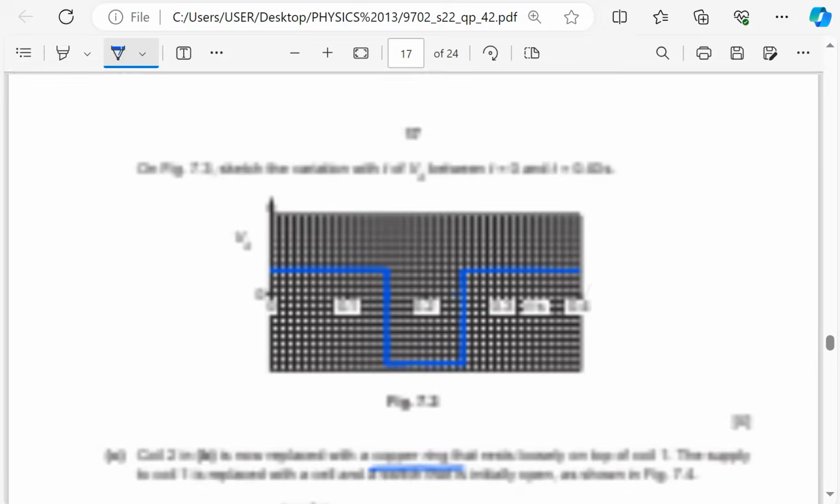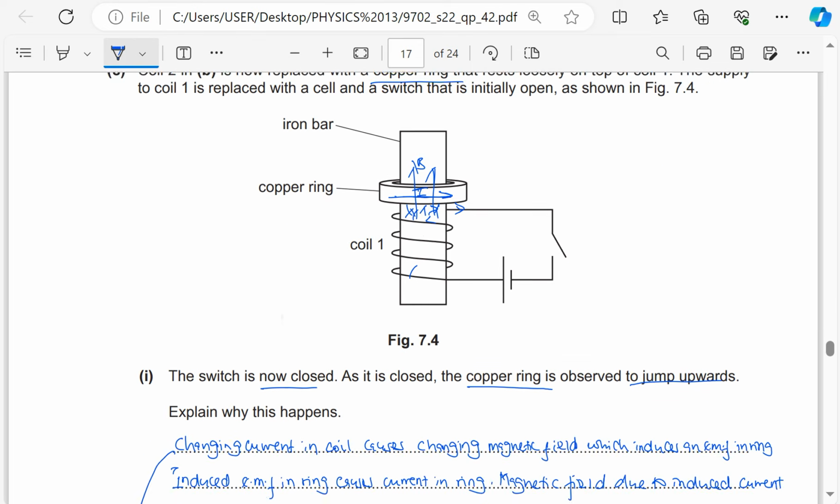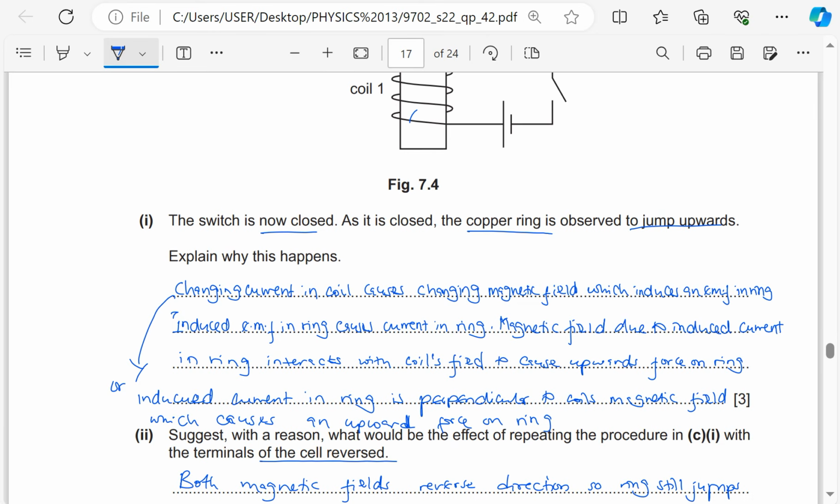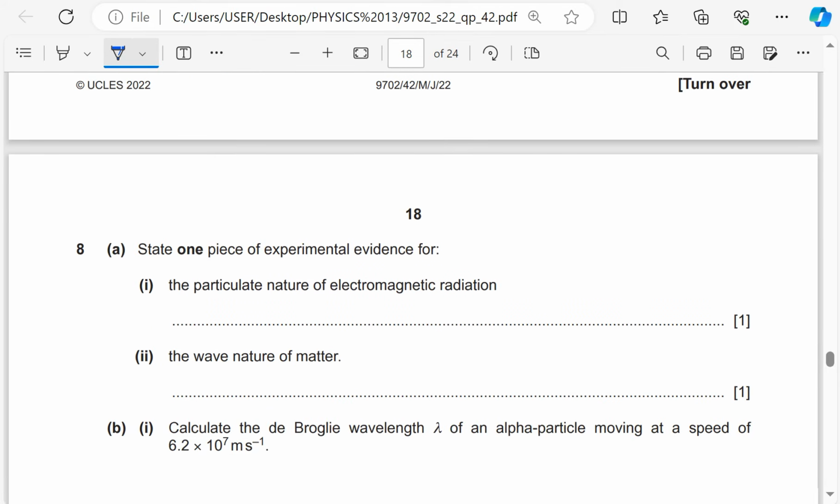Okay, so if you reverse the terminals so that the current here flows in this direction, it means the magnetic field in the ring will also reverse, because the magnetic field around coil 1 has reversed. The induced current in the ring will also reverse immediately, and that means the force will still remain in the same direction. Otherwise, if the terminals were to be reversed and the induced current doesn't reverse direction, then it would jump downwards, which is practically not possible. Okay, next is quantum physics.